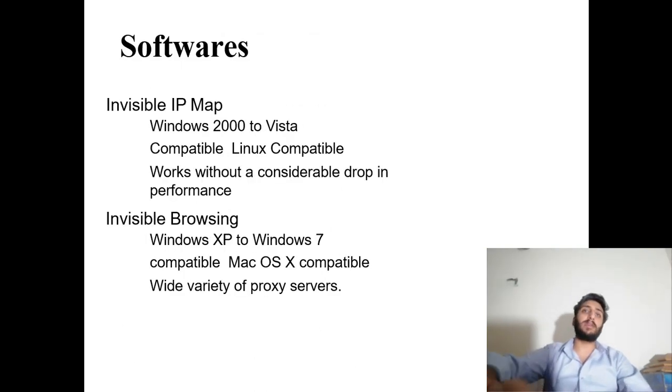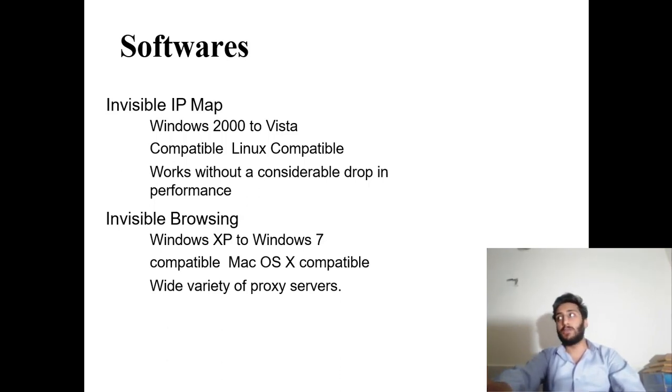And there are several softwares that you can use to run these proxy servers. The first one is Invisible IP Map, and it works from Windows 2000 to Vista, and it is compatible with Linux also, and it works without a considerable drop in performance. There are invisible browsing and many more apps, there are several software nowadays, so you can use any of them. But this was part of a lecture, so I managed to get this in.